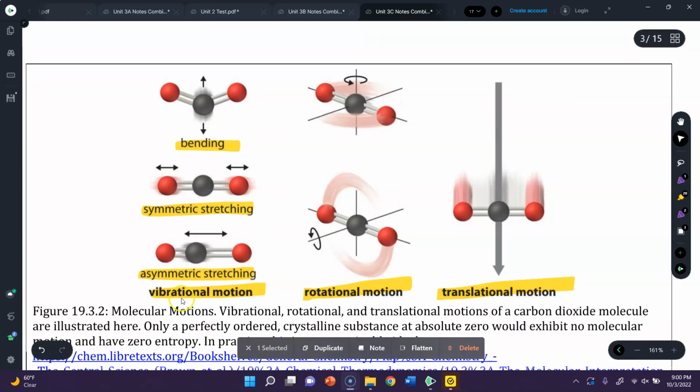So the different vibrational movements where we have asymmetrical, symmetrical, and then stretchings, and then we have bending. And then we have rotational movement where they spin on one axis or another. And then translational movement where they move in a straight line, kind of like gases.